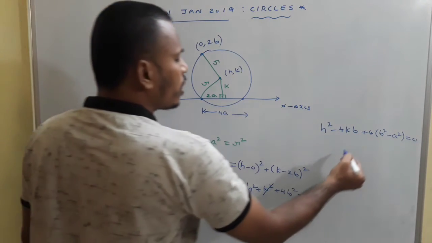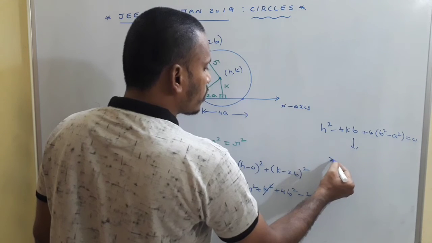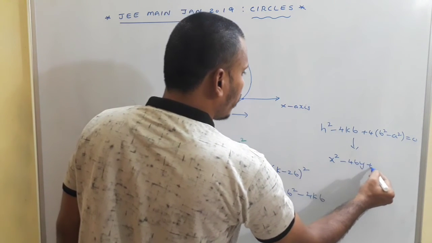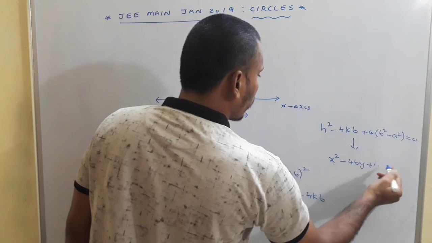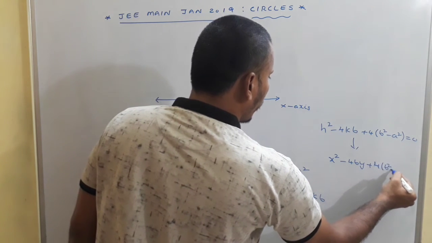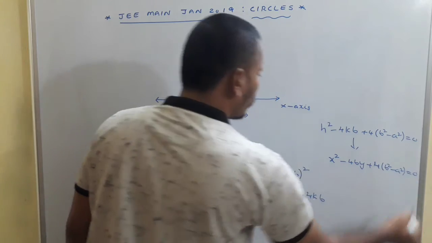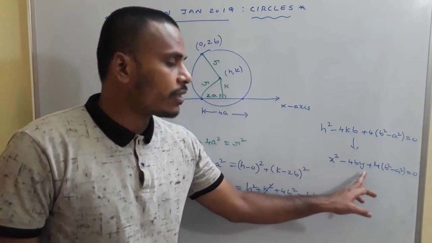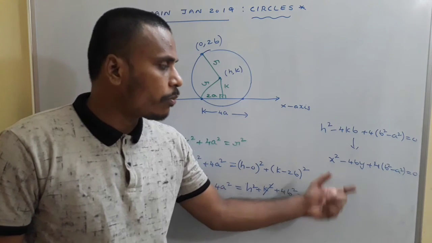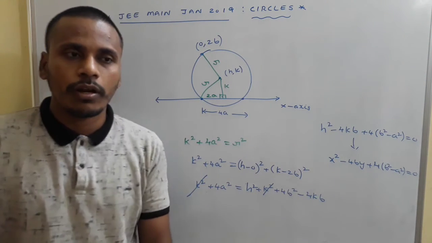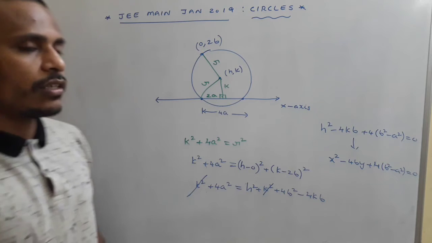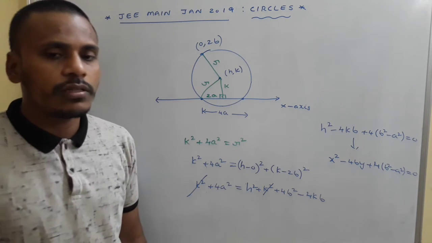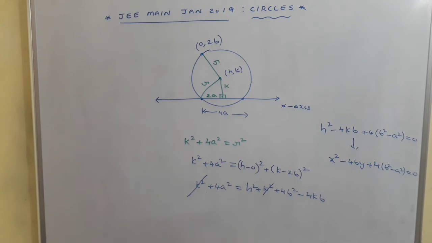When you convert it in terms of x and y, if you generalize this locus, we have x square minus 4by plus 4(b square minus a square) is equal to 0. We have only a square term for one variable x and the other one is linear. So the shape of this type of locus is a parabola, right? Usually y is equal to ax square plus bx plus c is a parabola. So when you compare it with this, it becomes a parabola. Just have a look.